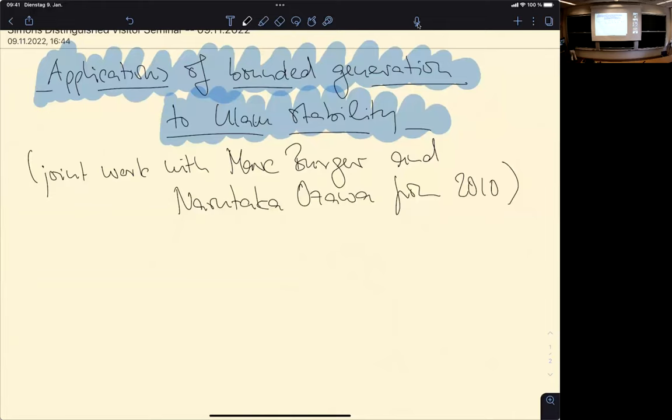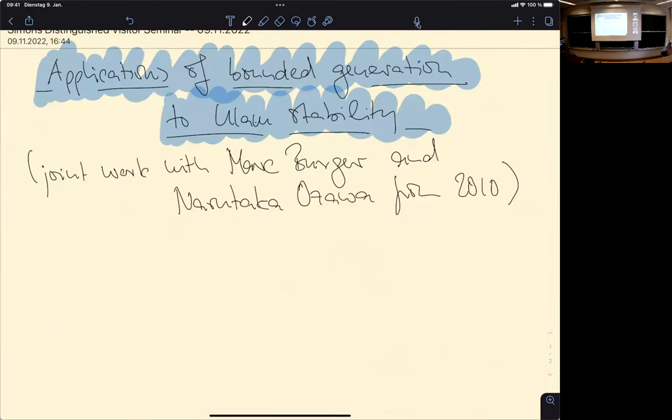Okay, good. Yeah, so we are happy to have Andreas Thom. We are happy that he is now healthy. And I'm grateful for him that he made a special effort to talk today, somewhat to keep the line of the lectures as planned. And he will talk about applications of bounded generation to Ulam stability.